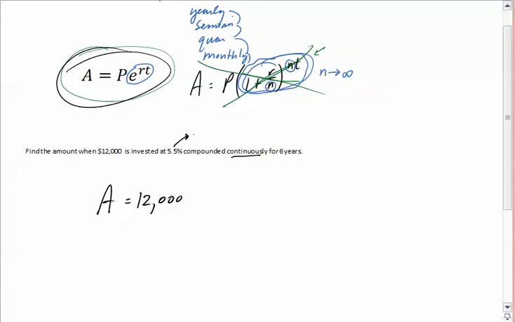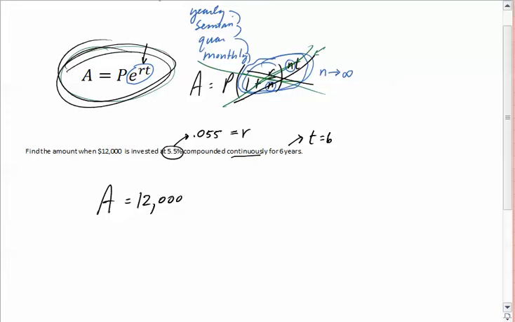So let's get the percent interest rate into a decimal. That's going to be 0.055, and that's my r. Compounded continuously just means I'm going to use that formula. And then for 6 years, that's my t. t is 6. Now notice I don't have an n. Why don't I have an n? Because I'm not using this formula. I'm using this, and it's replacing all of that other stuff, the e to the rt.